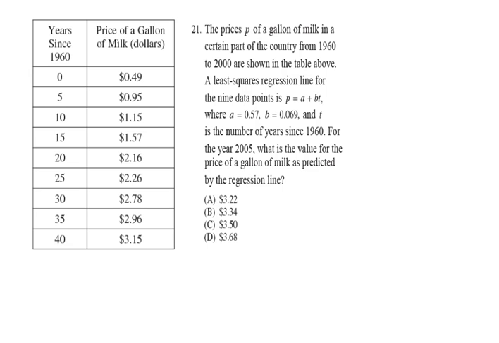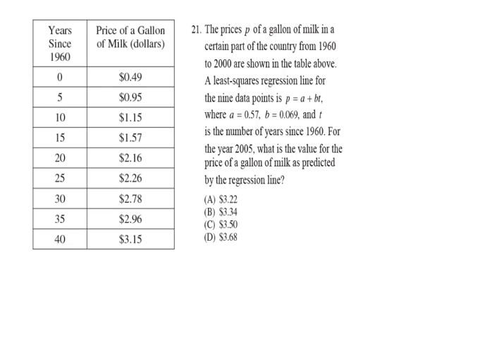In problem 21, we're given this table of the years since 1960 and the price of a gallon of milk in those years. And the problem says the prices P of a gallon of milk in a certain part of the country from 1960 to 2000 are shown in the table above. A least squares regression line for the 9 data points is P equals A plus BT.